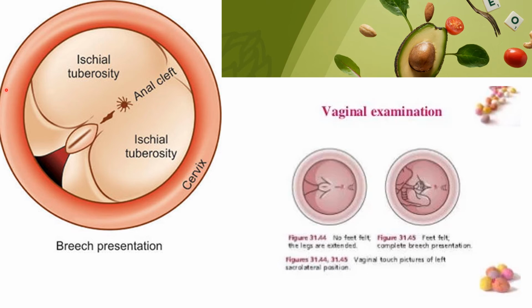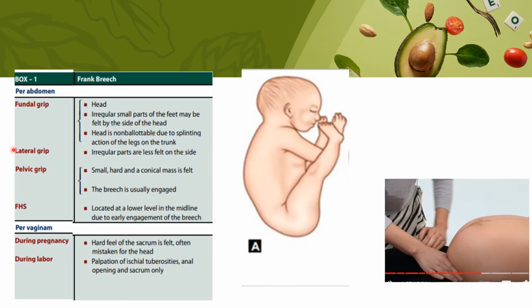Clear? Next is frank breech. I mentioned the pelvic grip yesterday. The fundal grip is here. In the fundal grip, a hard mass will be felt, but it is not ballotable. In front of the head there are limbs, or there is no movement here. The head is non-ballotable due to the splinting action of the legs on the trunk.